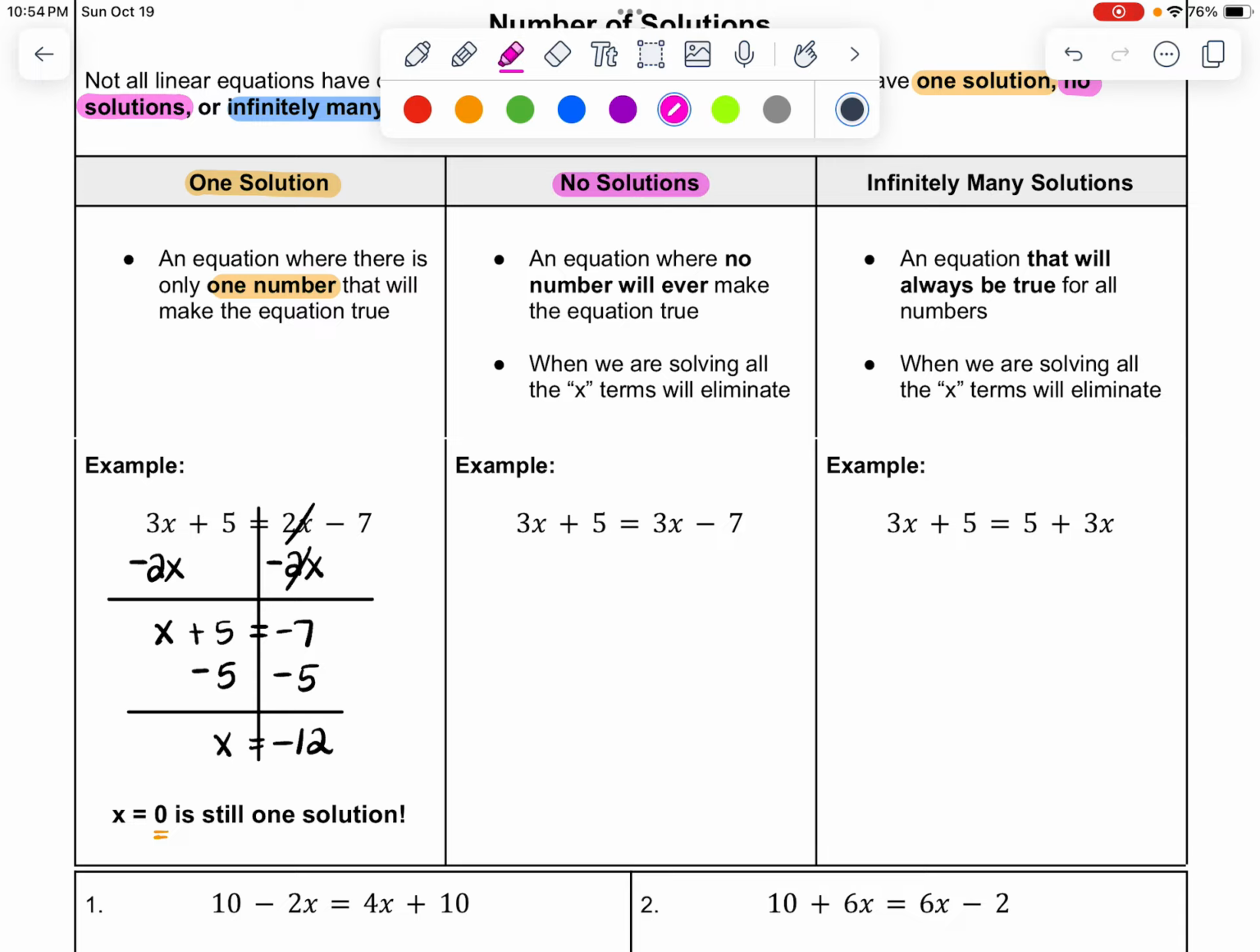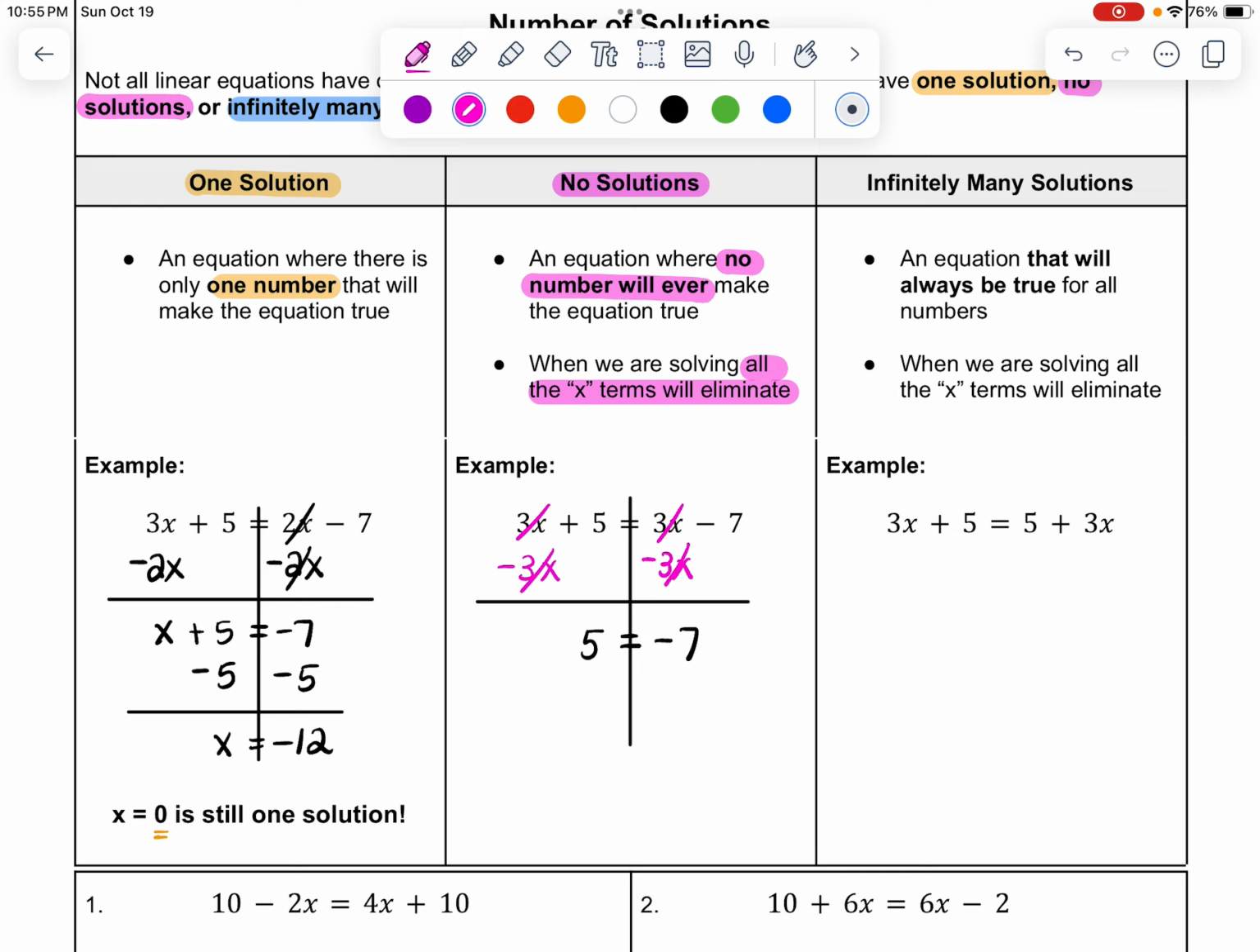So an equation that has no solution is an equation where no number will ever make that equation true. It doesn't have an answer. When we're doing this, all of the x terms are going to eliminate. So here's what I mean. When I go to solve this equation and I subtract the 3x on both sides to get my x's together, you'll notice that on the left side, the 3x's cancel and we just get 5. And on the right side, the 3x's cancel and we get negative 7. There are no x's left.